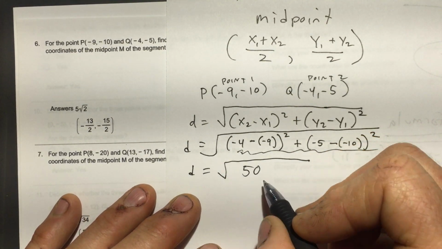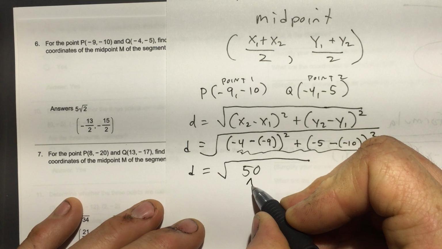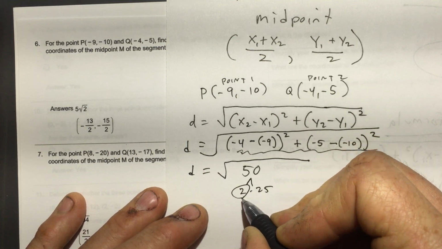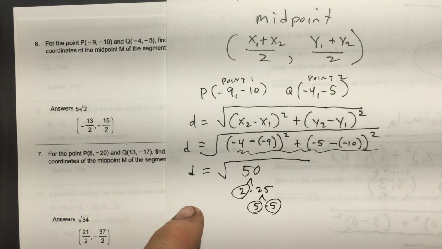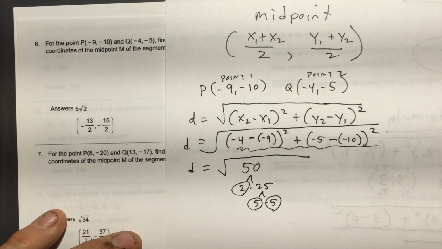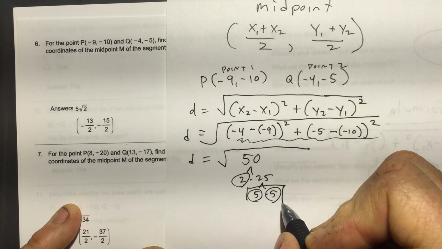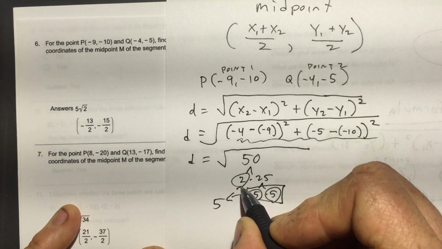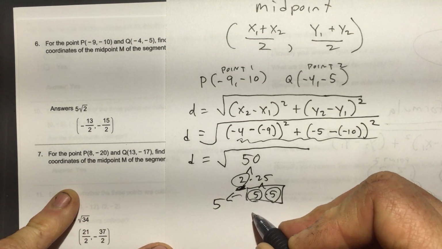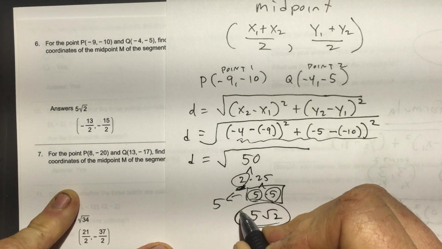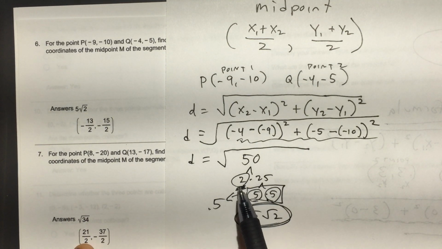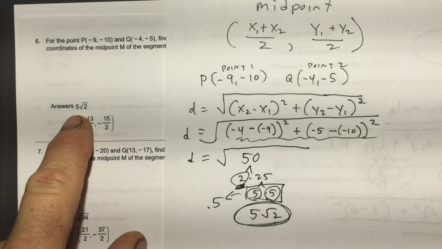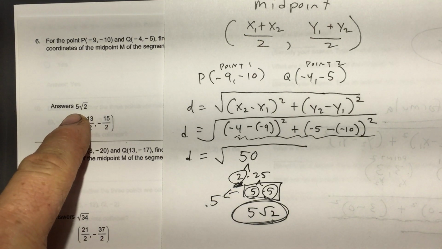Now this is not a perfect square, so I'm gonna have to break it down. So divide by 2, well, that's 25. 25 does not divide by 2, but 25 is 5 times 5. So you break them down like this, and then you look to see what you have pairs of. All right, well, I have a pair of 5s, so that's going to send out a 5, but this 2 is stuck. All right, so it's going to be 5 radical 2. The 2 5s pair up, that sends a 5 out. This 2 is stuck in the radical because he doesn't have a partner. So there's my answer for the distance. We got that, 5 radical 2.